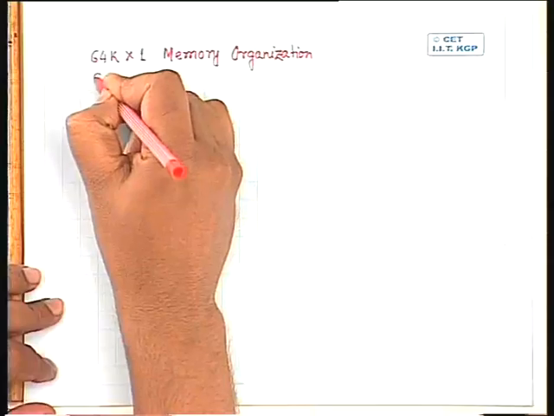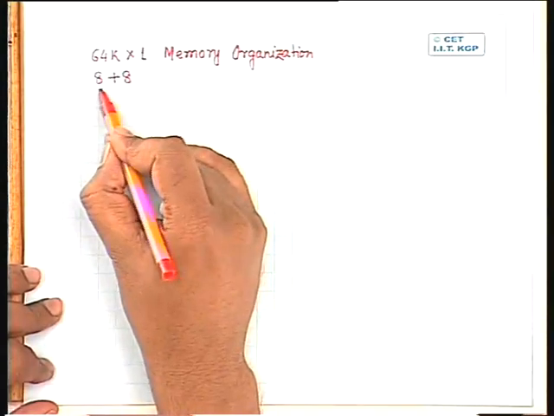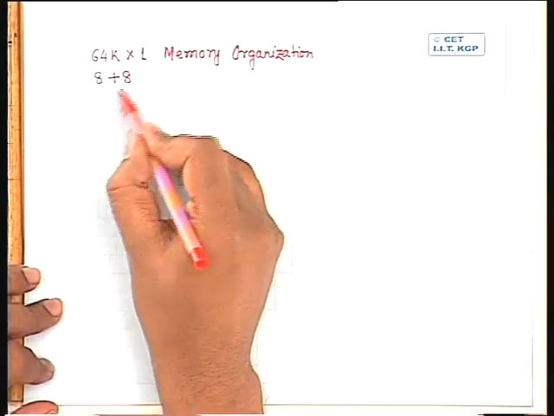Instead of doing this, I will break this 16 address lines into 2 groups, each of 8 bits. So I will break it into 8 plus 8 address lines. One group of 8 address lines I will call the row address, and the other group of 8 address lines I will call the column address.